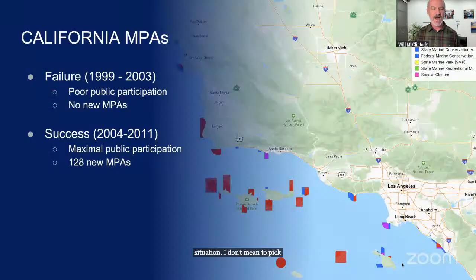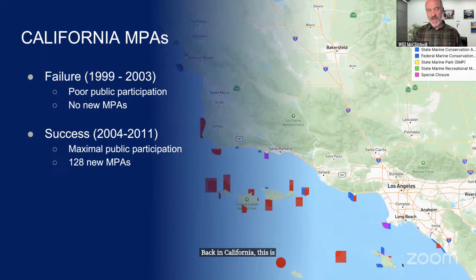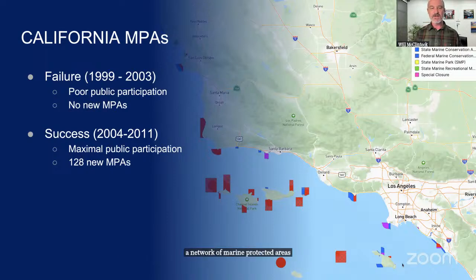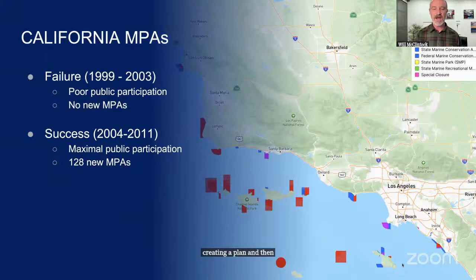We've seen the same kind of thing happen back in California. This is actually how I started my career in marine planning. I was part of this MPA planning process in California where the state mandated a network of marine protected areas, and they went about it kind of the old-fashioned way of getting a group of experts together, creating a plan, and then bringing that plan out to the public to get feedback.